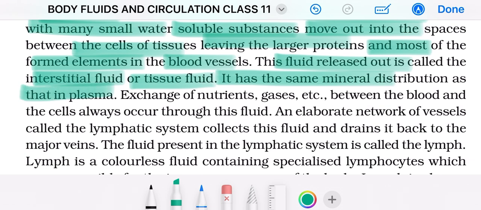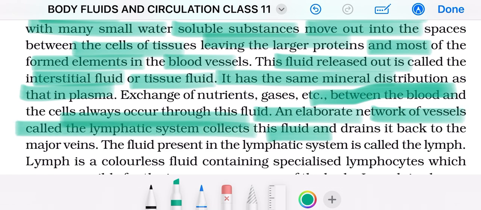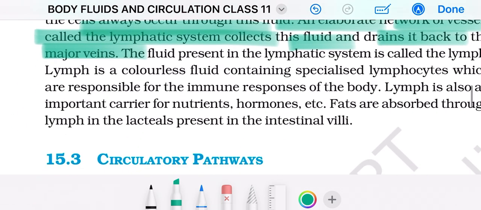It has the same mineral distribution as that in plasma. Exchange of nutrients, gases, etc. between the blood and the cells always occur through this fluid. An elaborate network of vessels called the lymphatic system collects this fluid and drains it back to the major veins.